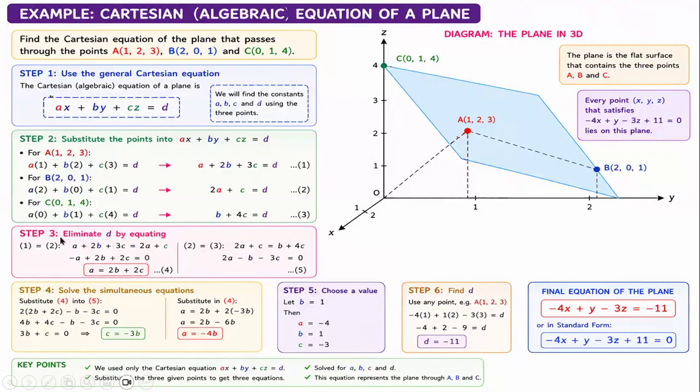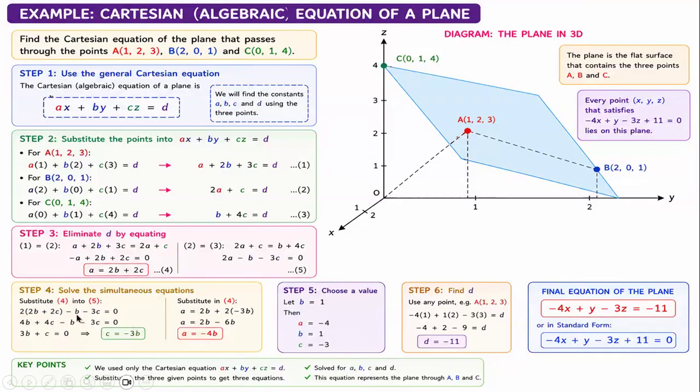So step 3, you eliminate d by equating. So for equation 1, we have a plus 2b plus 3c is equal to 2a plus c. When we solve for that, we have equation 4. Then we equate equation 2 to 3, and then we have equation 5. So step 4, we solve the simultaneous equations by substituting equation 4 into equation 5.